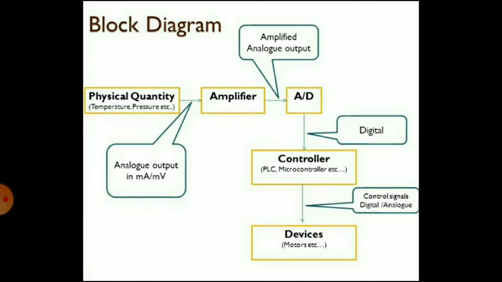So this is a block diagram of the control process. You can see the different elements of the control process. The physical quantity is sensed by the sensor, then the amplifier increases the strength of the signal, and then that amplified analog output is sent to the A to D converter. The analog signal is converted into a digital signal, and then there is a controller which controls the different types of devices. So this is a block diagram of the control process.